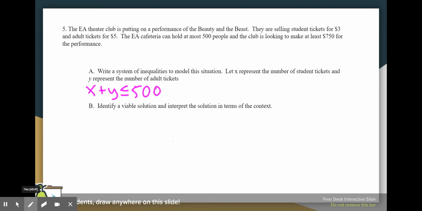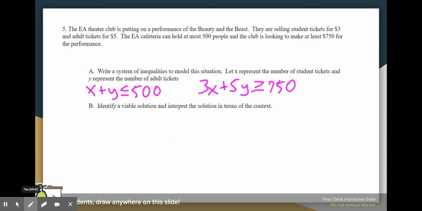cost. So for each student ticket, it's $3. That would be 3 times X, plus for each adult ticket, it's $5, so it's 5 times Y. And if they want to make at least 750, it has to be greater than or equal to 750. And so I just have to pull out that information.